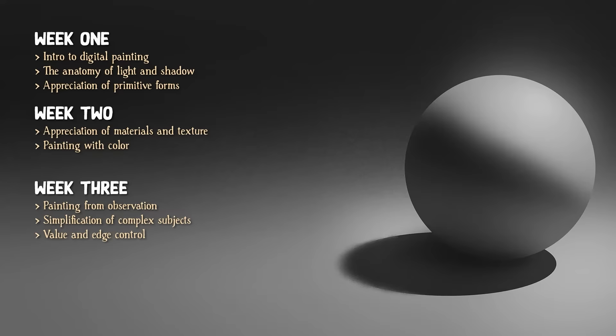In week three, we'll paint directly from observation. To do that effectively, we'll need to be able to simplify the great complexity of the world. With careful value and edge control, we'll explore how to make paintings with clear focus and strong impact. During week four, we'll explore the surprising advantages of working with self-imposed limitations. You'll see how constraints can transform the way you approach an image and generate unique and appealing styles.